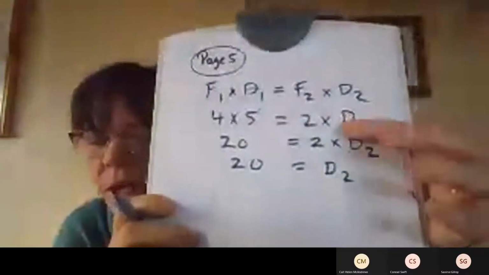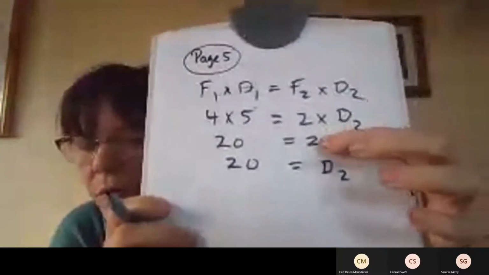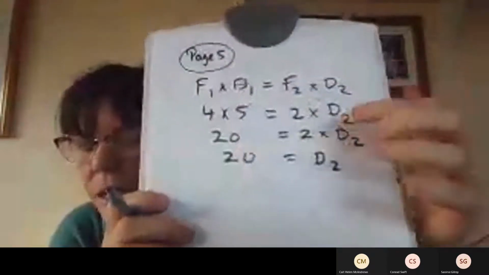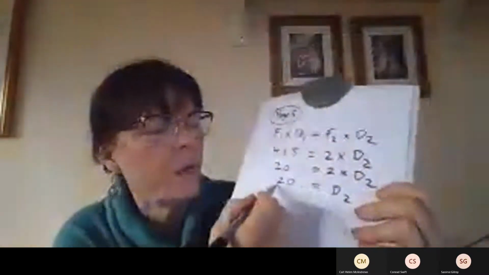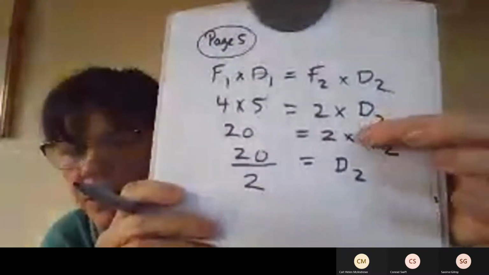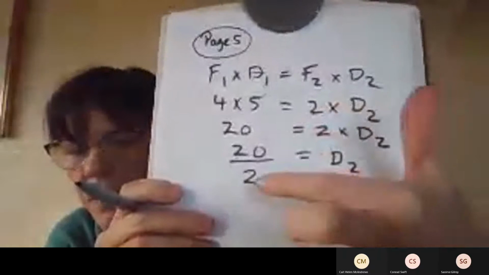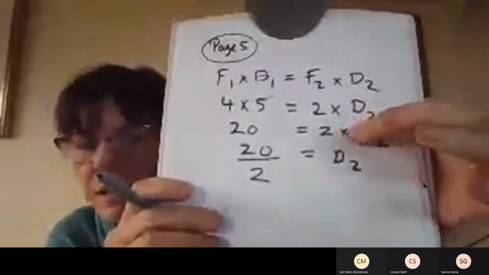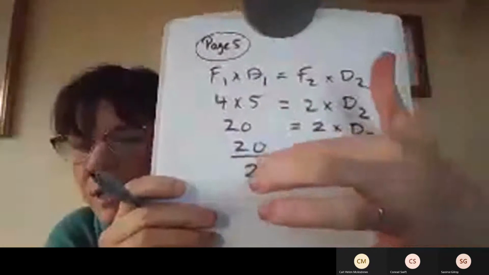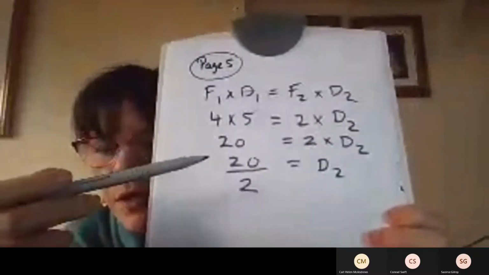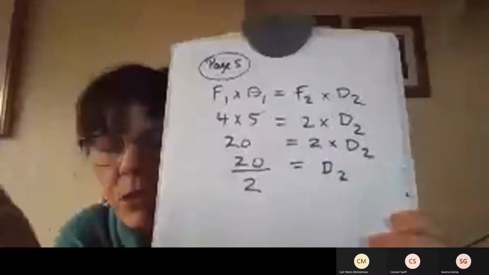What do we have to get rid of here? Well, we've got D2, we've got a 2 as well. So we're bringing the 2 across the equal sign, and the 2 will become dividing. The rule is, if it's multiplying on this side, and you bring it across the equal sign, it will become dividing. Let's say it had been dividing on this side, and you bring it across the equal sign, it will become multiplying. Now you can see here now I'm doing 20 divided by 2.